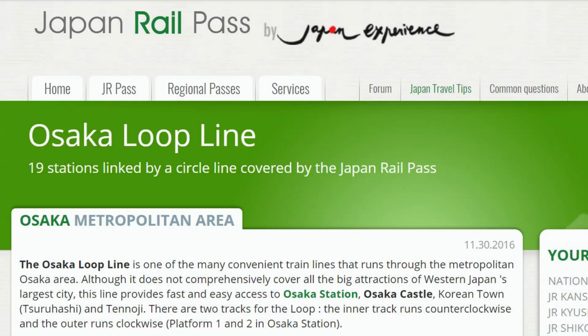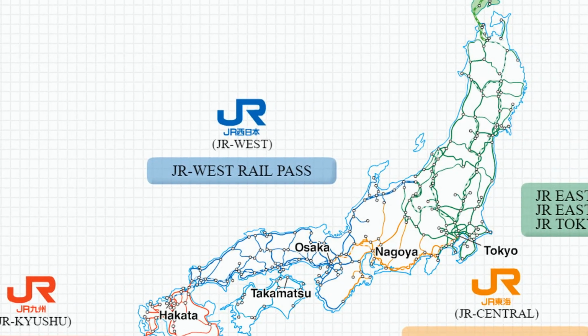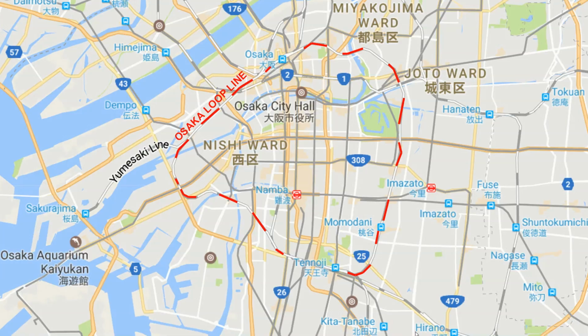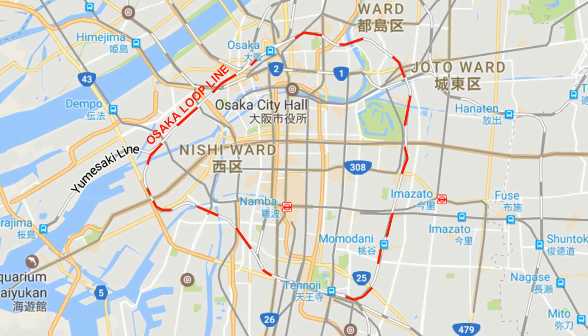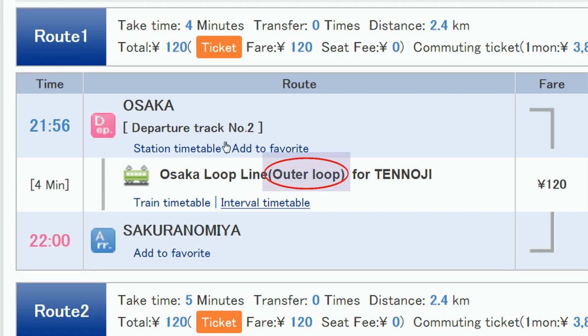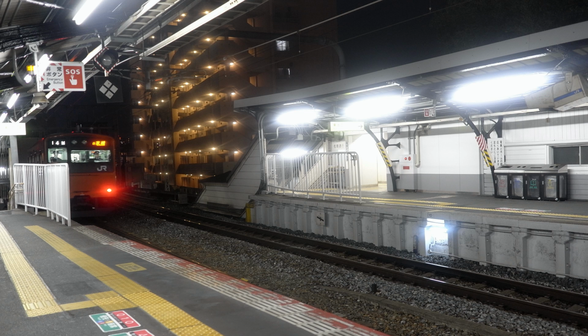The Osaka Loop Line is a railway line in Osaka operated by the West Japan Railway Company, also known as JR West, which goes around Osaka. Whereas in Tokyo, the convention for train direction is going up or down, in Osaka they use the terms called outer loop and inner loop, which is actually the two train tracks going in opposite directions.